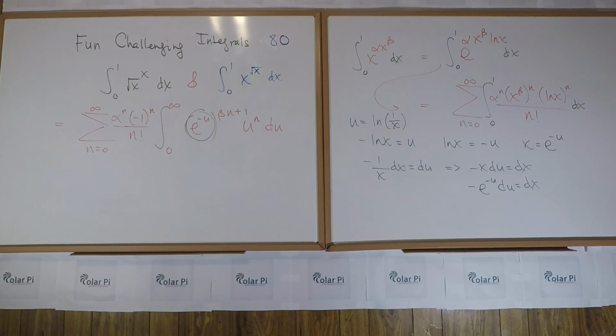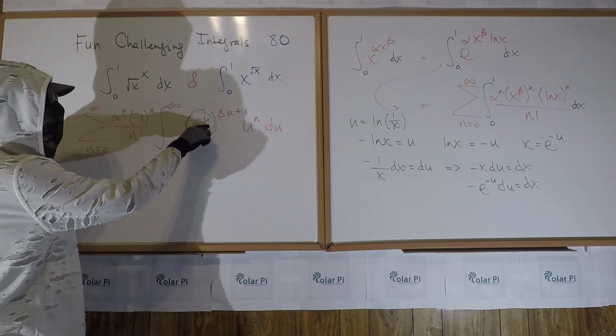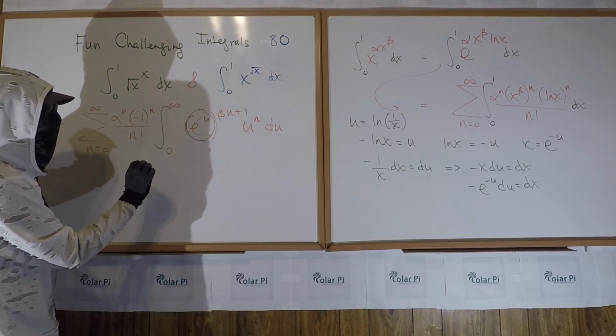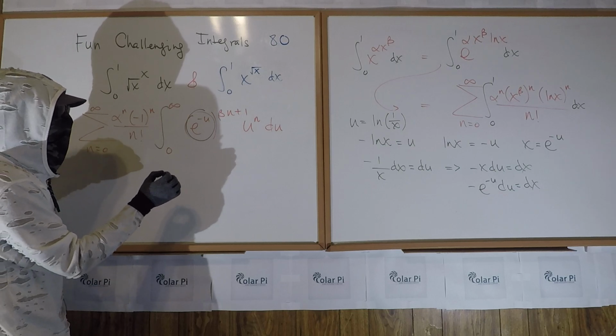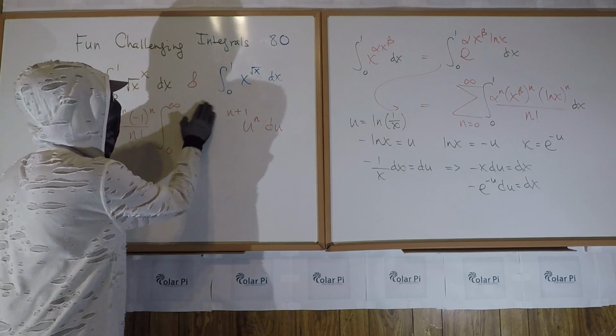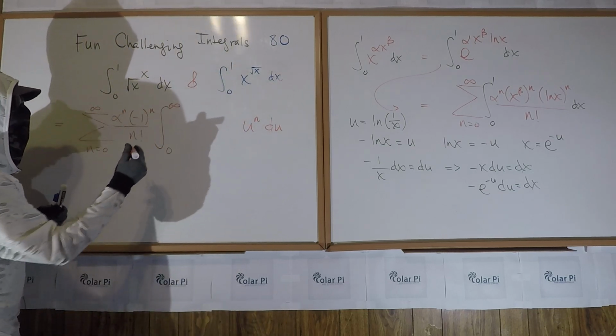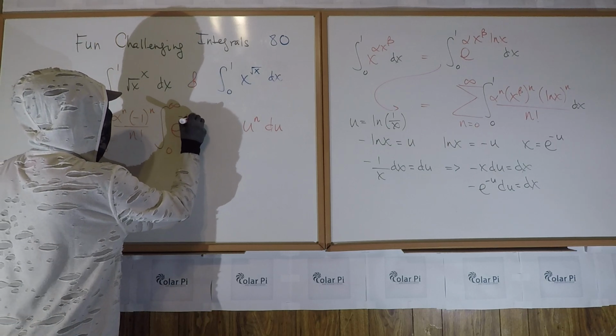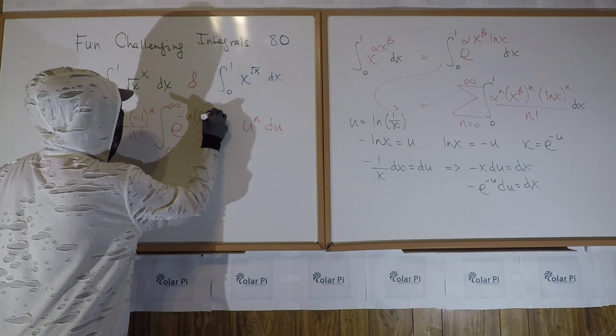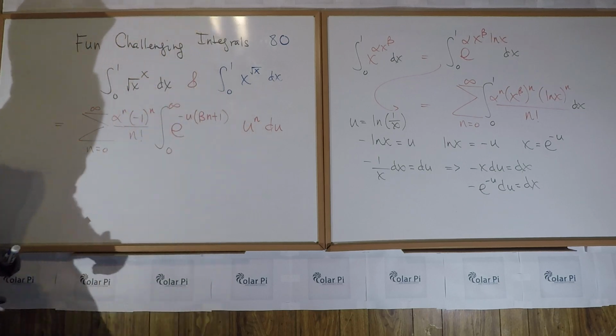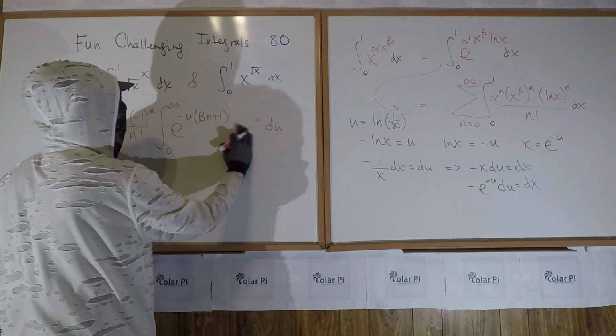All right, where to from here? Well, e to the minus u to the power beta n plus 1 is the same as e to the minus u times beta n plus 1. So I'll write that: e to the minus u times beta n plus 1. Okay, and then one more substitution will set us free.